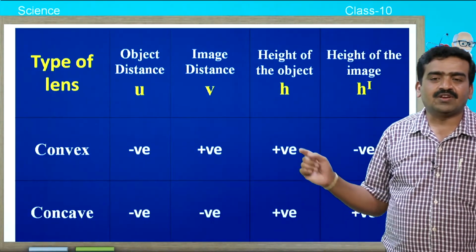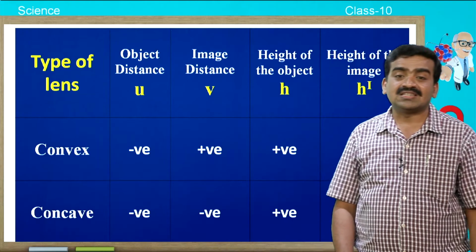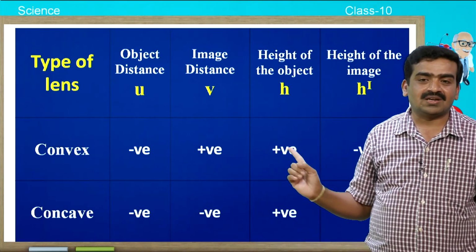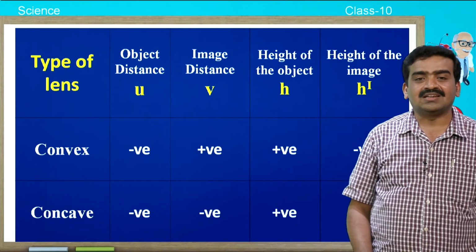So, if we consolidate all these things, we get this tabular column, and it is very easy to solve problems based on convex lens as well as concave lens. In case of a convex lens, the object distance u is represented with a negative sign, the image distance is written with a positive sign, the height of the object is written with a positive sign, and the height of the image is written with a negative sign.